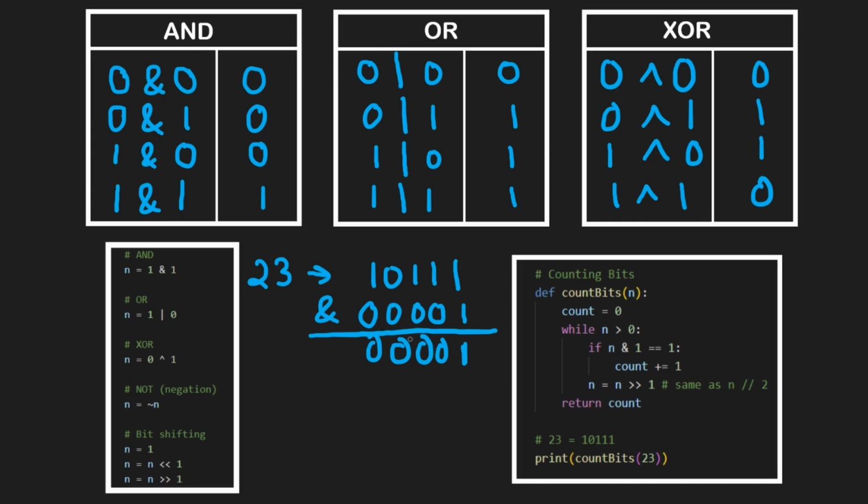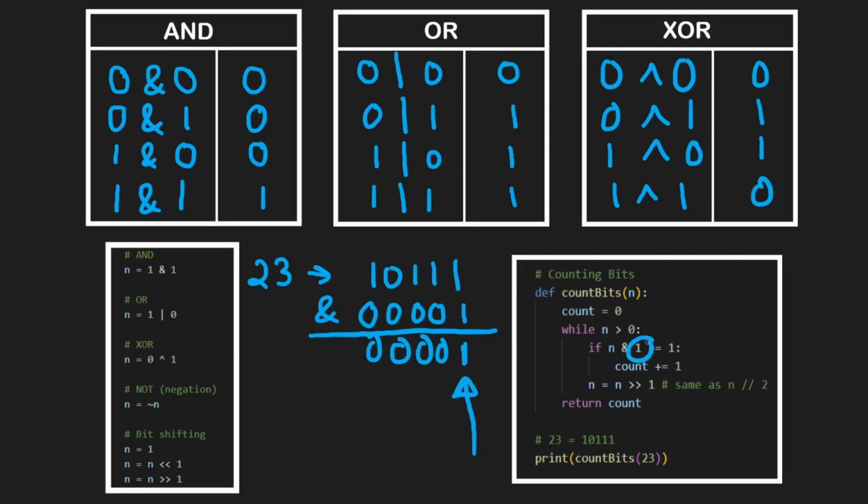Now, let me tell you something. When we take any number and bitwise AND it with 1, the result that we get is always going to be either 0 or 1. The reason is because this is 1 in binary. It has only zeros here. So we know everything in the result is going to be 0, except possibly this digit. And it's all going to depend on what this digit happens to be. If this digit is a 1, we're going to get a 1 in the output. If this digit is a 0, we're going to get a 0 in the output.